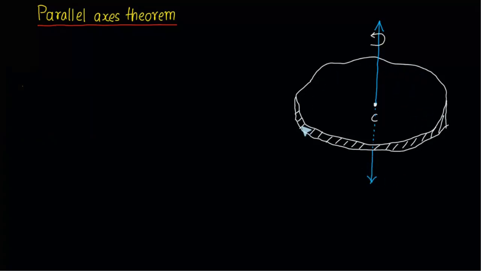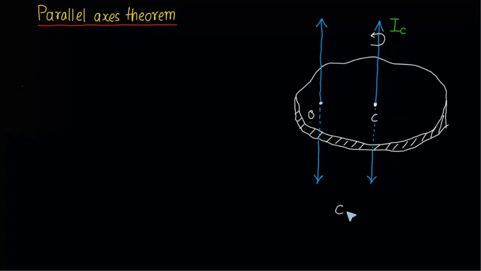So the moment of inertia of this body about this axis will be called IC. C is the center of mass of the body, right? Now the moment of inertia of this body about the center of mass is IC. So let's consider another axis. This axis is again perpendicular to the plane and parallel to the axis passing through the center of mass. Let me call this point O. So now we have two axes: one passing through the point O and another passing through the point C, which is the center of mass of the body or the lamina.